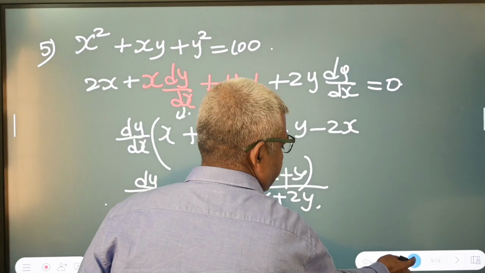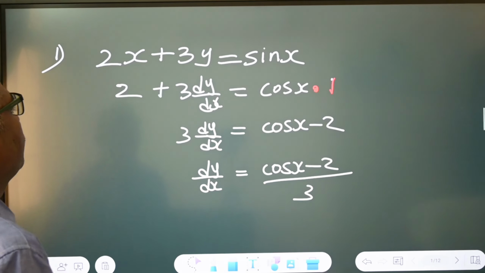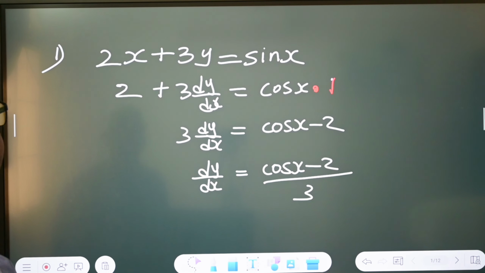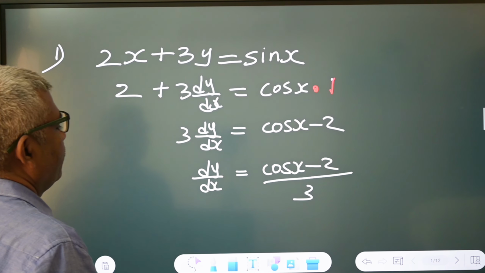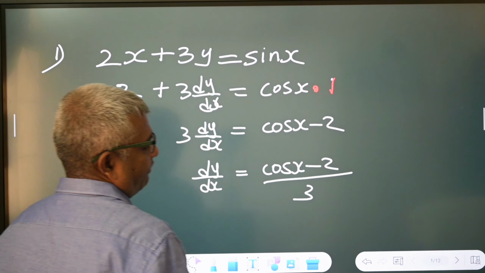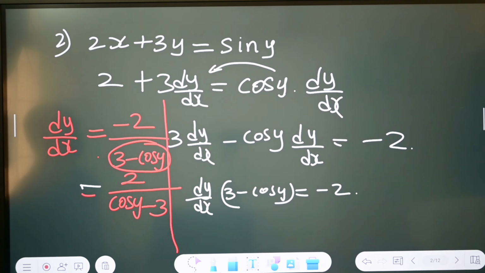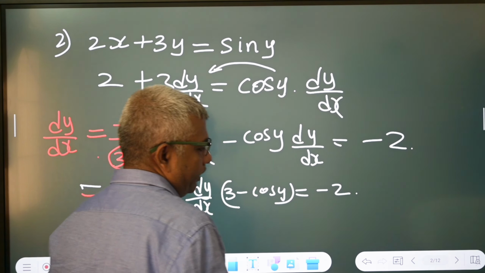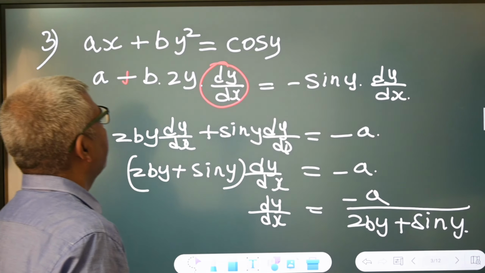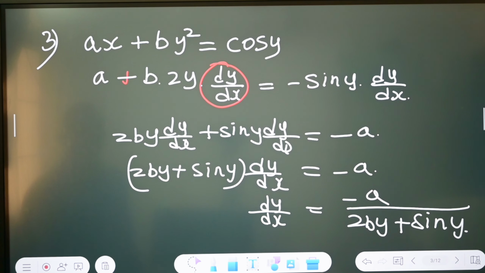We have seen 6 questions. 2x plus 3y equal to sin x. Sin x, if you differentiate, cos x. Here sin y means cos y dy by dx. y, if you differentiate, dy by dx, you have to put. Question number 3.